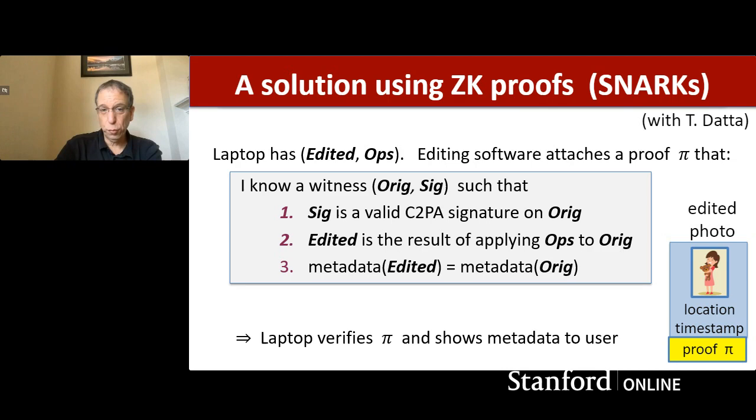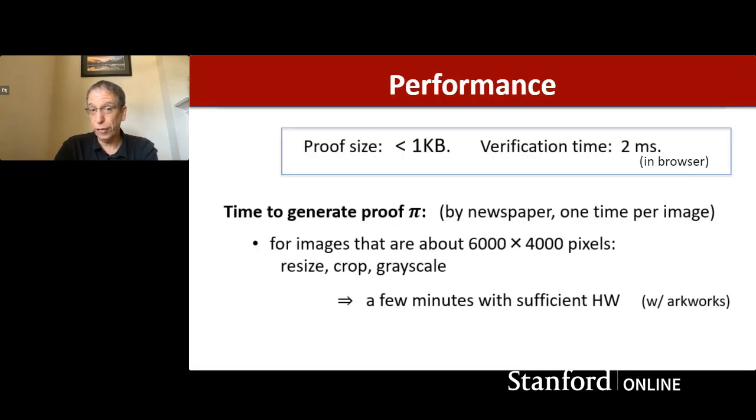And it turns out this works out really quite well. The proof size is succinct; it turns out it's less than a kilobyte, so it's quite easy to attach this to the edited image. Verifying these proofs is quite easy in the browser. It takes about 2 milliseconds. So the browser can easily verify the proof.